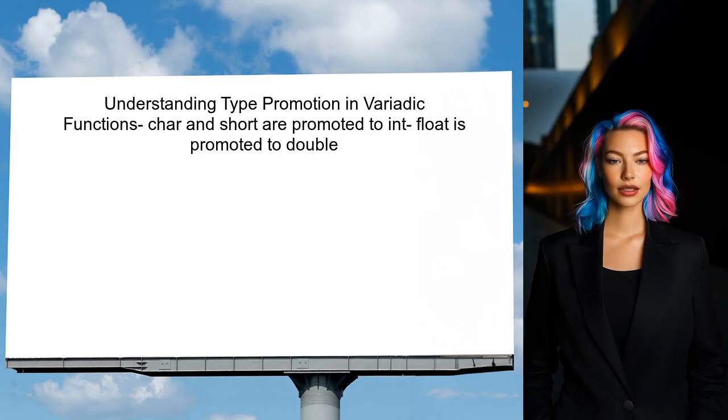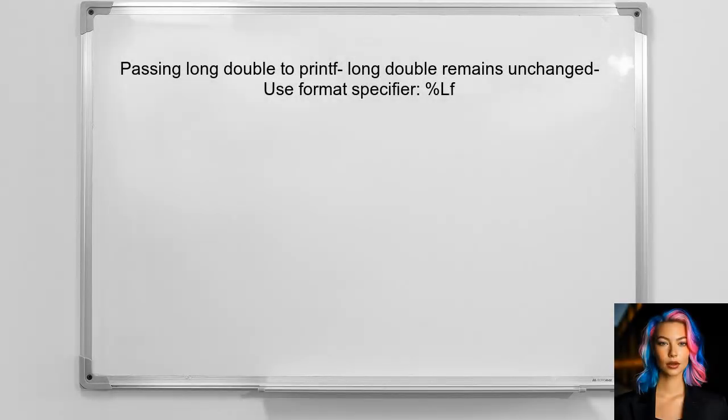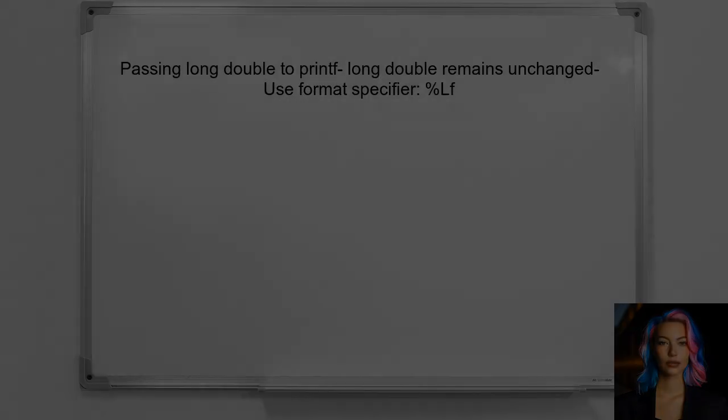To understand type promotion in variadic functions, the user should first recognize that when calling such functions, certain types are promoted. Specifically, types like char and short are promoted to int. Next, when the user passes a long int to a variadic function like printf with the format specifier %lld, it is important to note that this type is not promoted. Instead, it is passed as is. Similarly, when the user passes a long double to printf using the format specifier %Lf, this type also remains unchanged and is not subject to promotion.